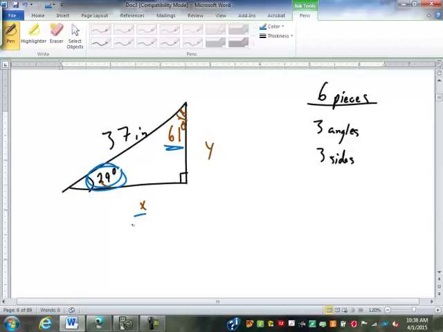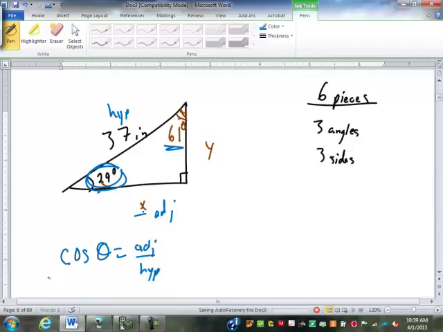Let's find X first. According to the 29 degrees, we have the 37 inches. What side is that? Hypotenuse. That doesn't depend on the angle. It's always the hypotenuse. What side is the X going to be? Adjacent, which is which trig function? Cosine. Cosine of an angle is adjacent over hypotenuse.